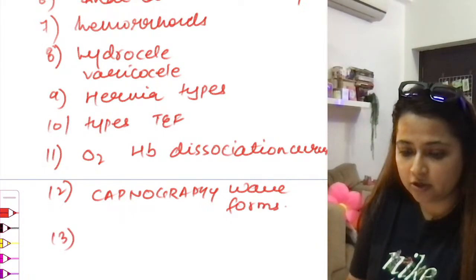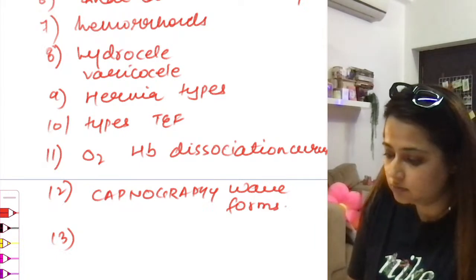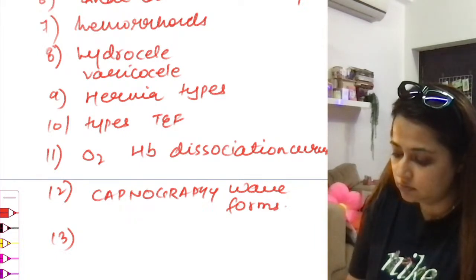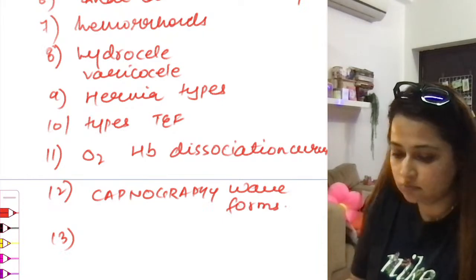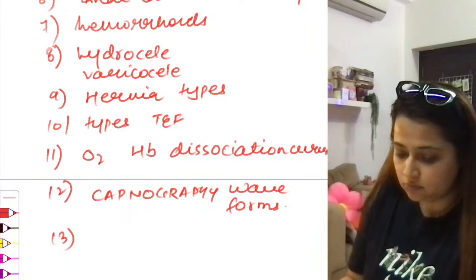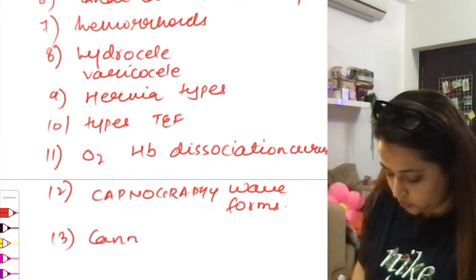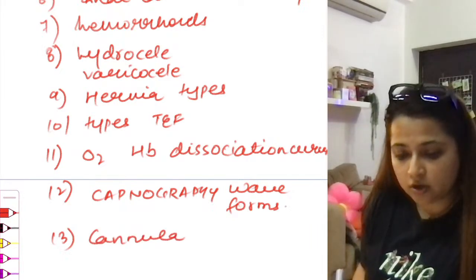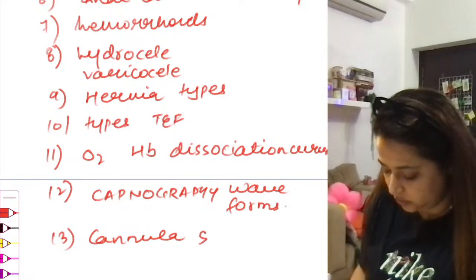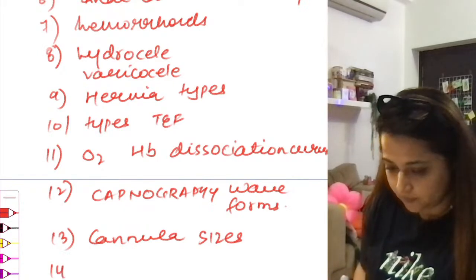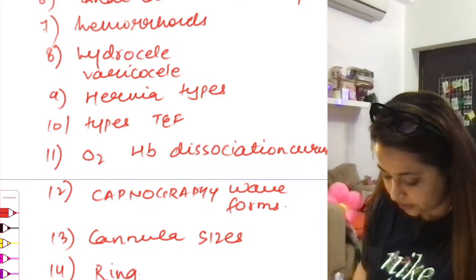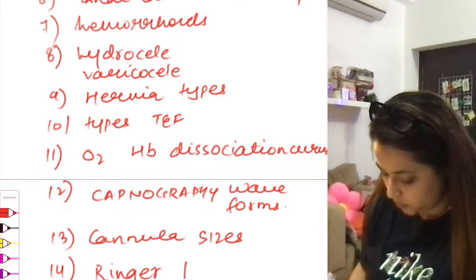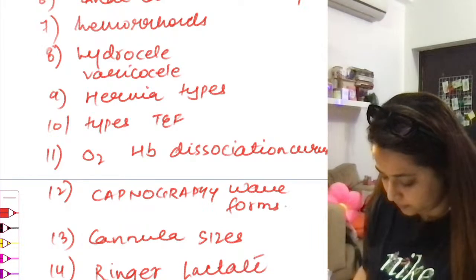Talking about the next important topic. Cannula sizes, I already told you. Okay, there is no way that you're going to ignore this topic. This is very important. Cannula sizes and the flow rate. Then you need to know the composition of Ringer lactate. Very, very high yield. Ringer lactate composition.